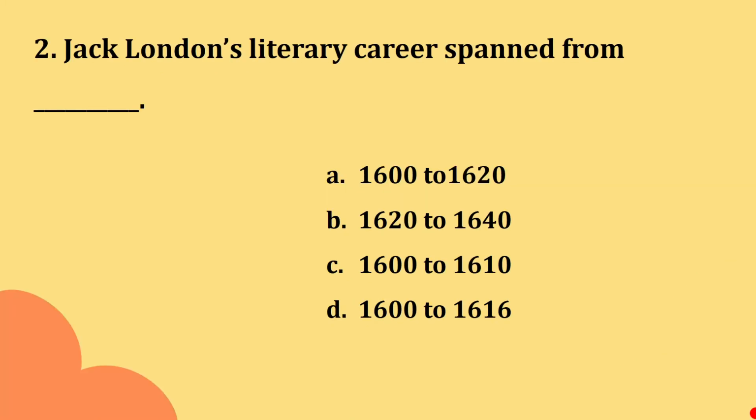Number 2, Jack London's literary career spanned from dash: A, 1600 to 1620, B, 1620 to 1640, C, 1600 to 1610, D, 1900 to 1916, and the correct answer is D.